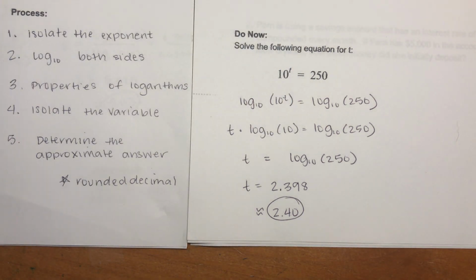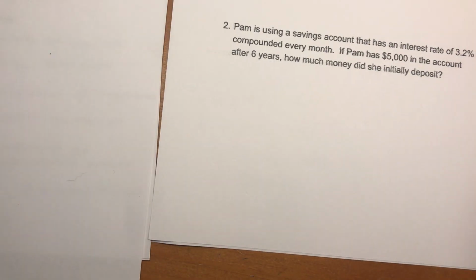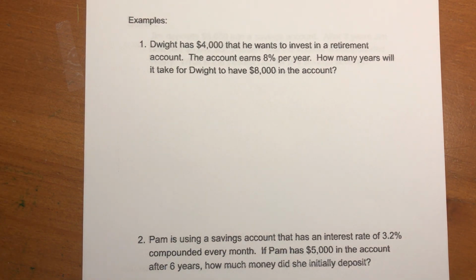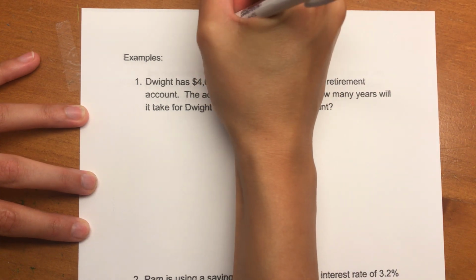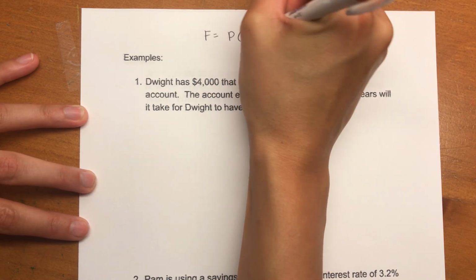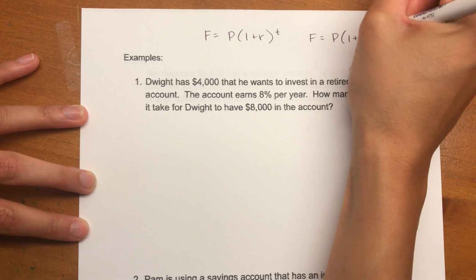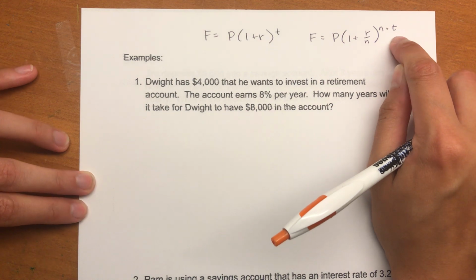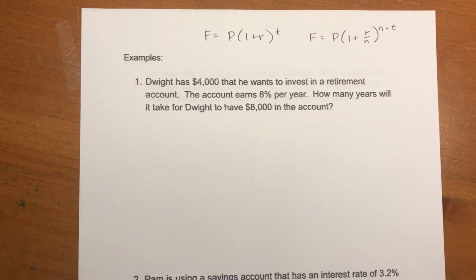All right, let's get into what we're doing today then. We're using our compound interest equations from the last 2 weeks. You're going to need to know these two equations: F equals P times 1 plus the rate to the time, or F equals P times 1 plus the rate over the number of compounding periods, to the number of compounding periods times t. If you need any help with these equations, go back to lessons 15 and 16.